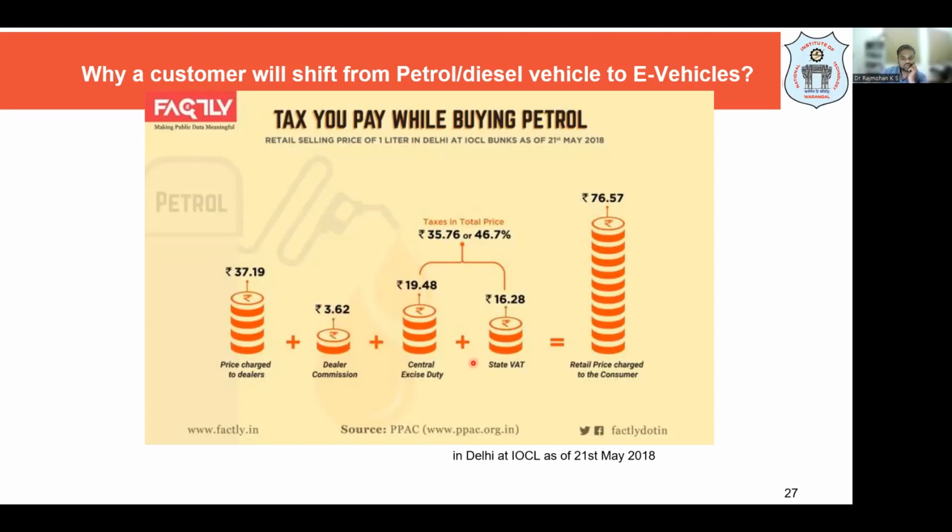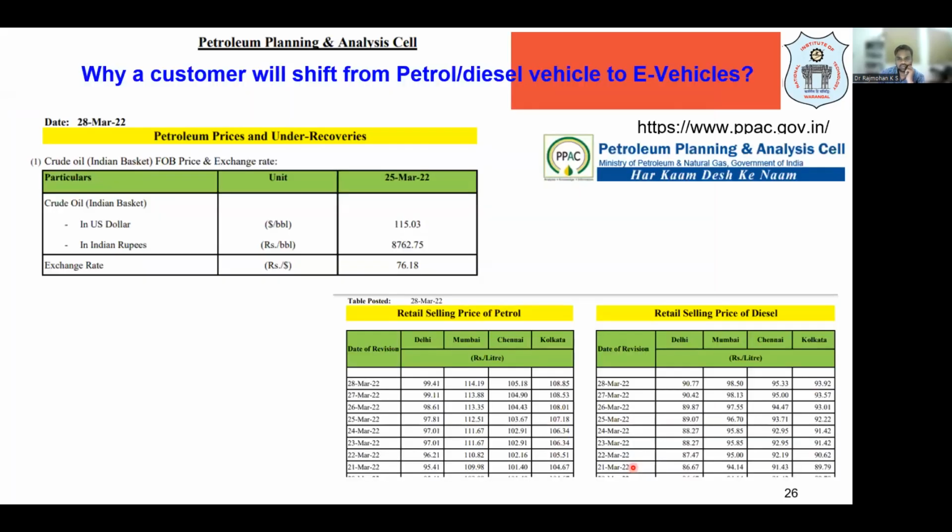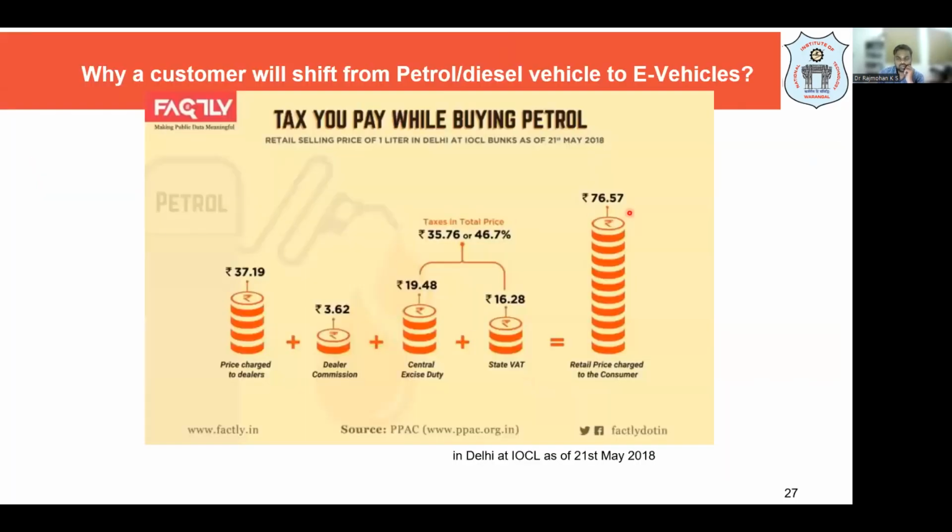But when the government imposes several taxes, what happens? The taxes are around equal to the price of the product. So we have been paying 76 rupees in 2018, which has come to 108 or 105 rupees today. So you can think about how much tax we have been paying.